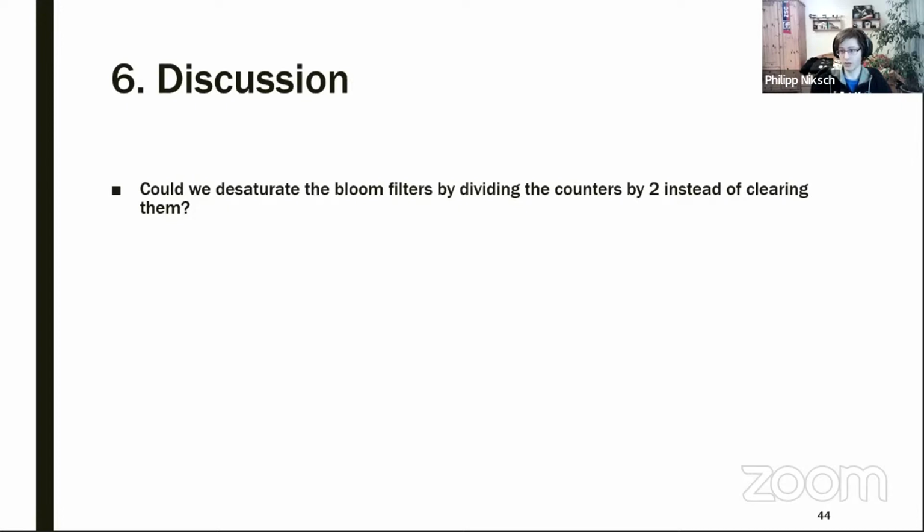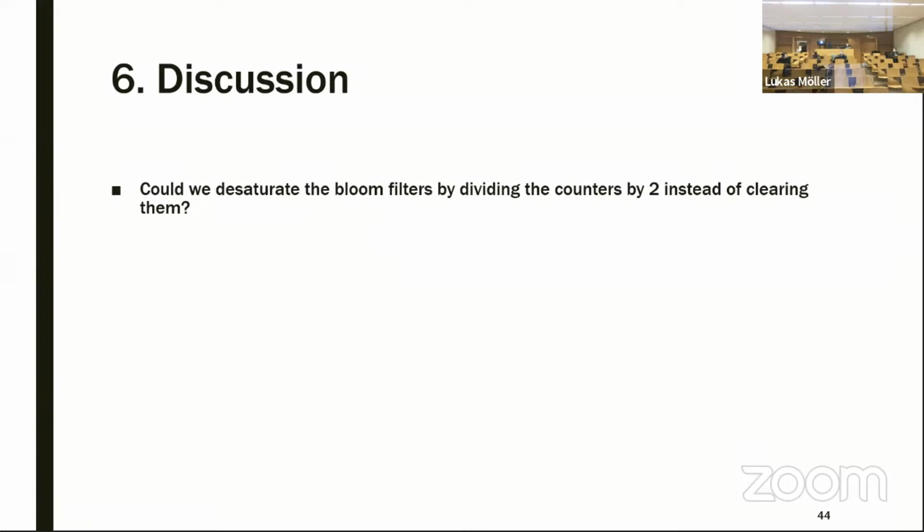So are there any ideas how we could desaturate a Bloom filter without losing all its information at once? Or are there any comments why maybe dividing all the counters by 2 is not a good idea? Yeah, I'm not sure if division is the correct operator because it doesn't model how we see the past. I'm not sure if that makes sense now.